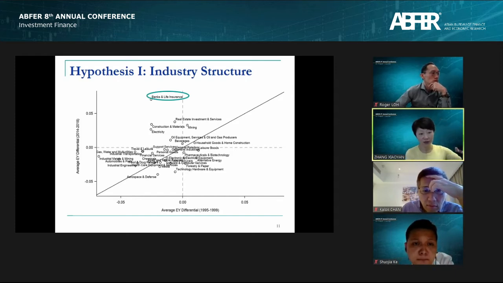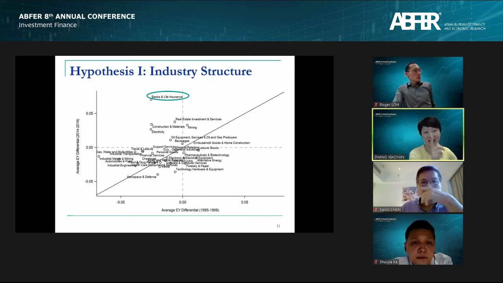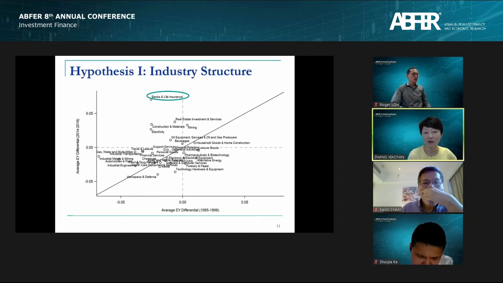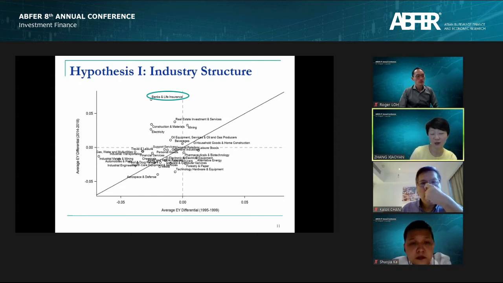So if there's no shift in the valuation ratio, they should all line up on the diagonal, right? There's no change. But there is one sector that's very special. You can see the banks and life insurance, they're pretty far away from the diagonal. We're wondering, is that because banks and life insurance were not important before, but become important after, and they are driving the difference in valuation ratio?